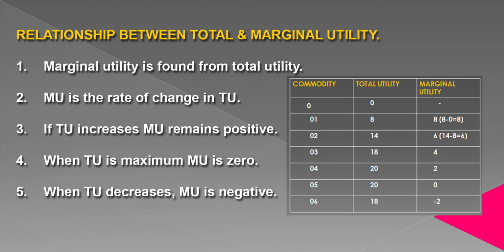Fourth point, when total utility is maximum, marginal utility is 0. That is, when total utility at the 4th and 5th unit gets maximum, that is 20, marginal utility becomes 0. And lastly, when total utility decreases, marginal utility is negative. That is, total utility decreases to 18, marginal utility becomes minus 2, which is negative.